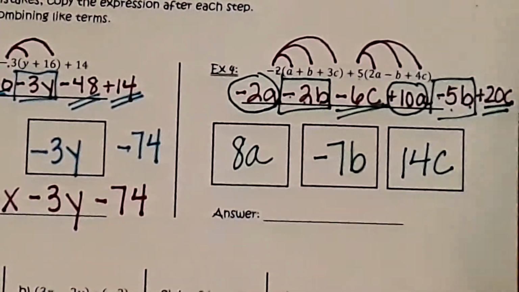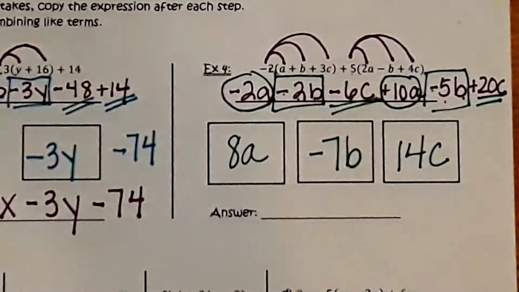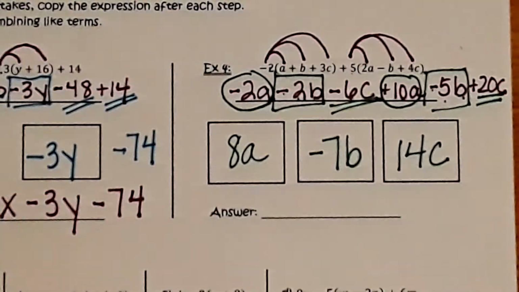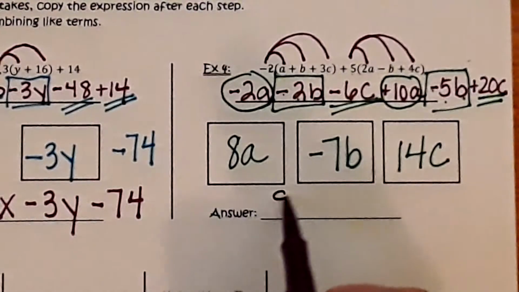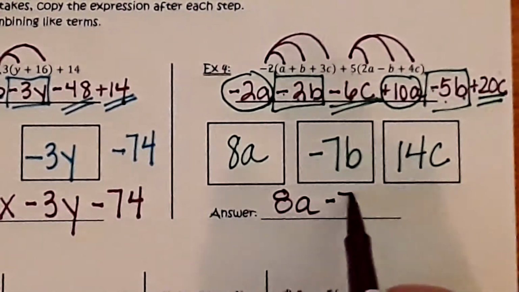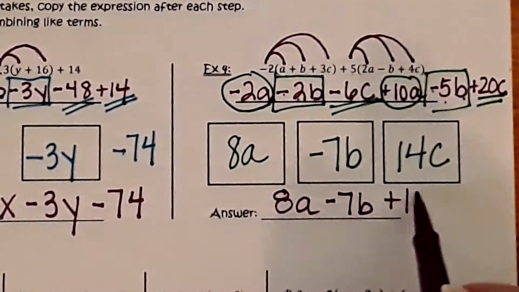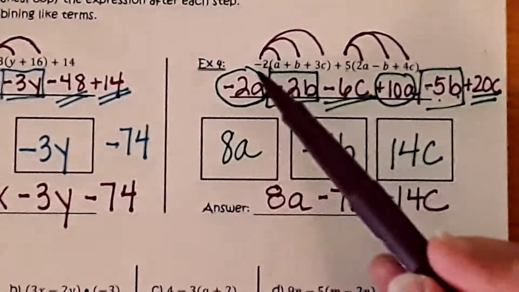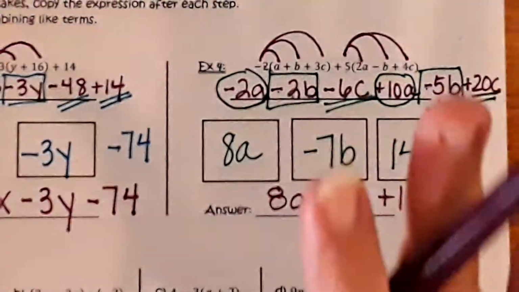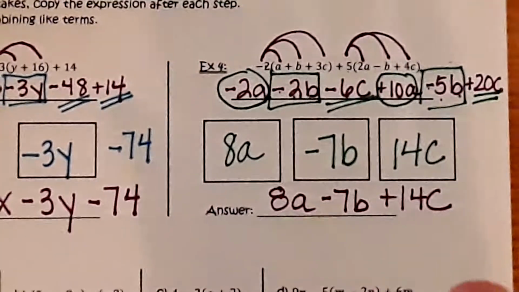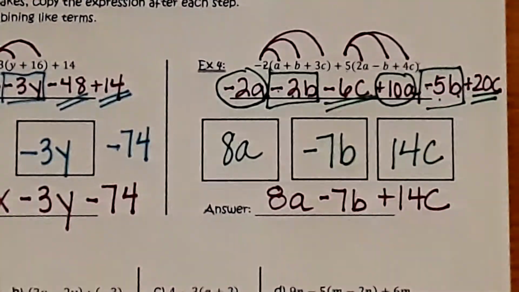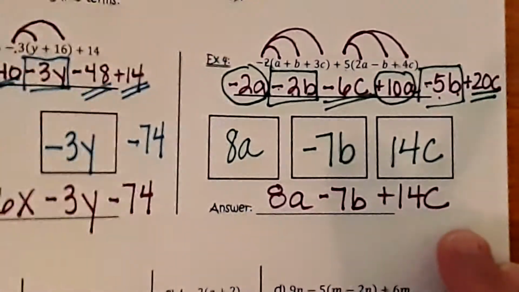14 C's. Now, the very last thing we're going to do is write a full expression. So we have 8A minus 7B plus 14C. Again, we multiplied. It's a lot. Your worksheet won't be as much as this, you guys, I promise, okay?